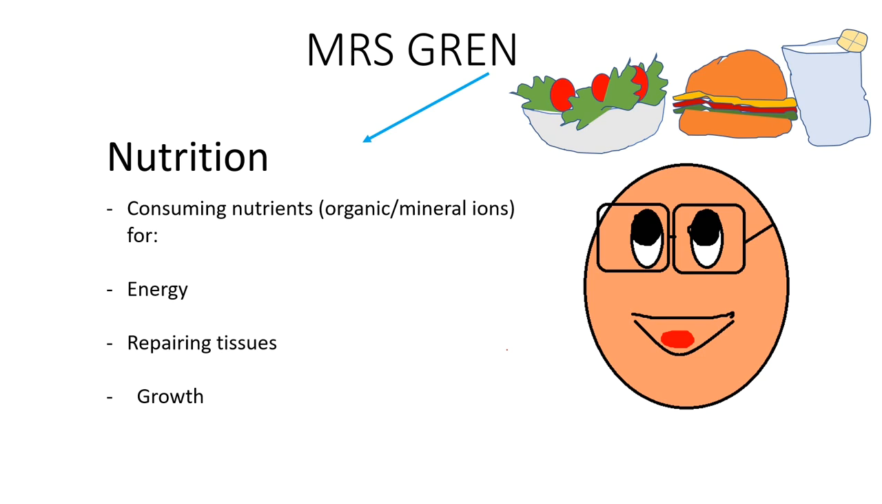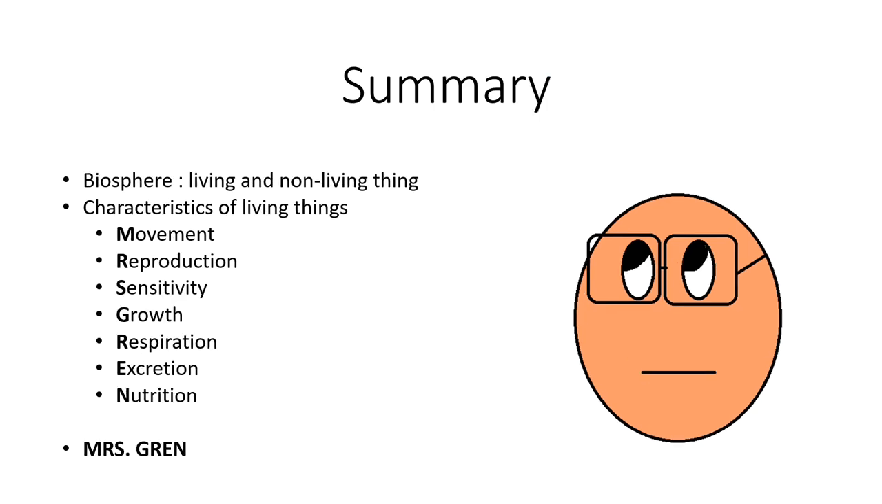So, to summarize it all, the biosphere consists of living and non-living things. The characteristics of living things include movement, reproduction, sensitivity, growth, respiration, excretion, and nutrition. And for exams, you could use the mnemonic Mrs. Gren to remember these characteristics.